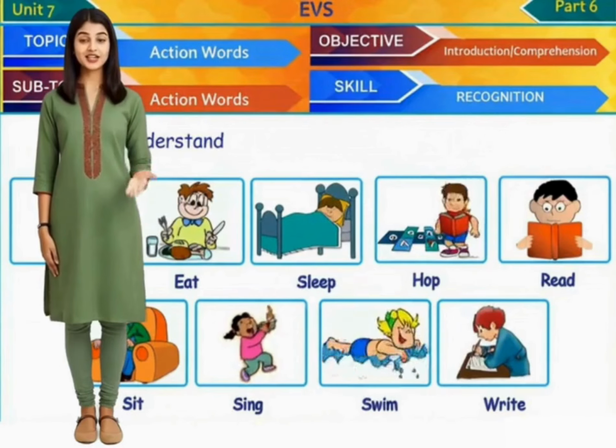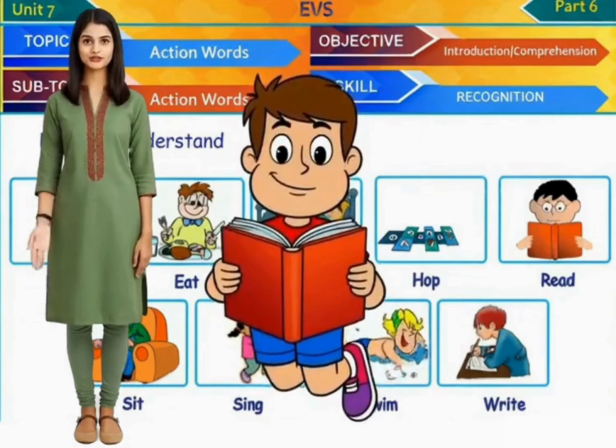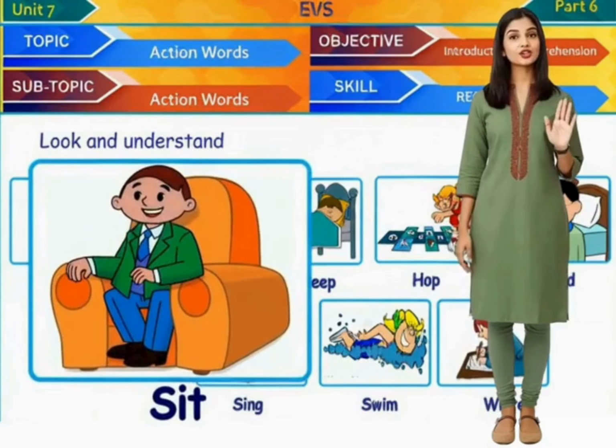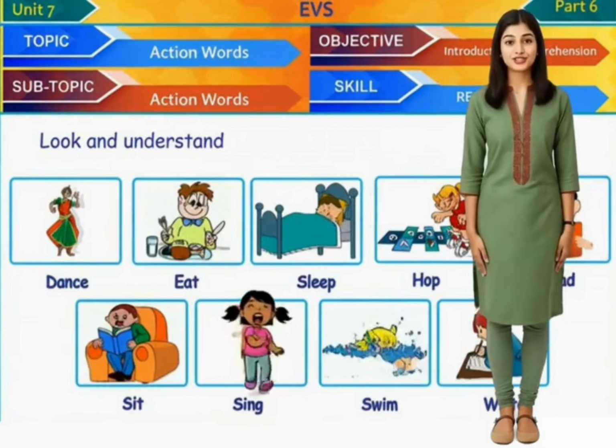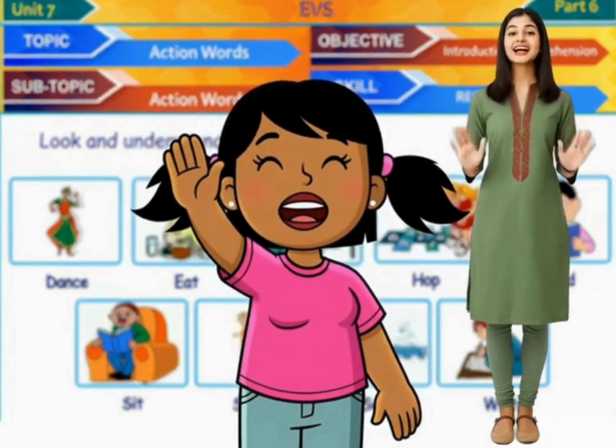Children, read means looking at words and understanding them. Reading helps us gain knowledge. Look at the next word, children. Sit means resting in one place, like on a chair or sofa. Now children, look. Sing means making music with our voice. Singing makes us happy and joyful.